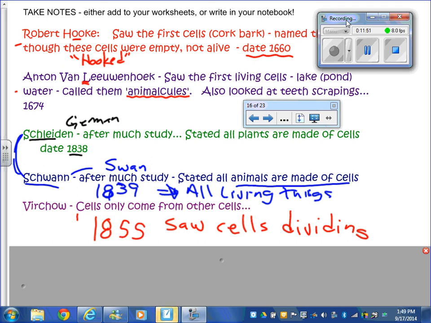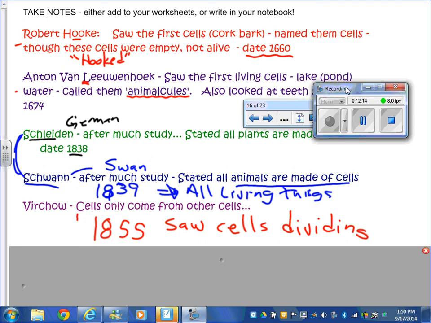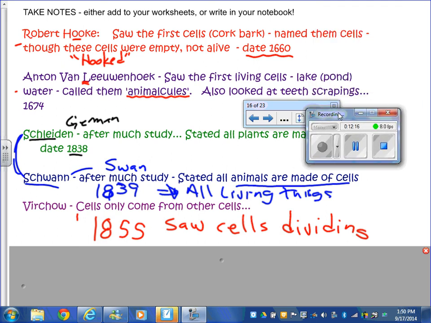So now we've gone almost 200 years from the first cells being found. So it's a lot of collecting of data. It's a lot of collecting of information. And many of these guys were not scientists as their first profession. Many of them did science just for fun as a hobby, but they had other careers that they did for a living. So let's move to our last two scientists, Francesco Redi and Louis Pasteur.